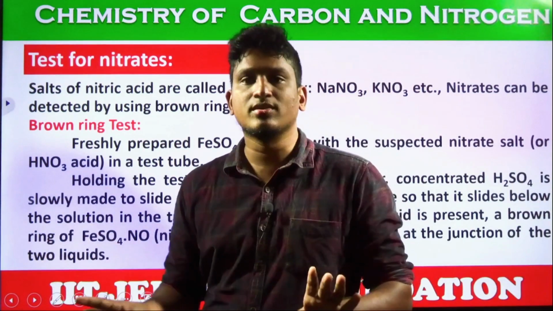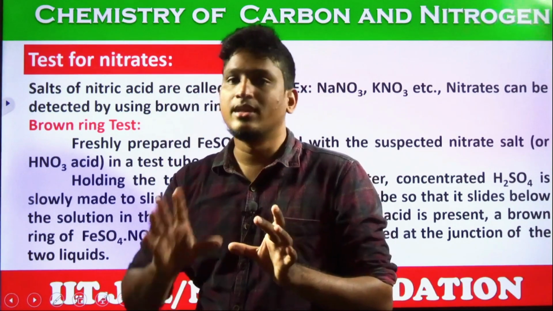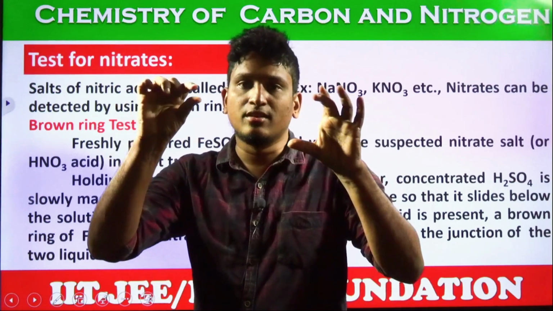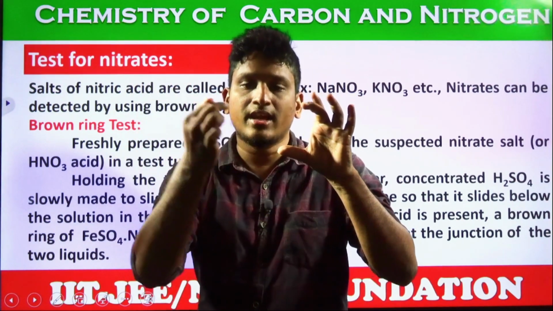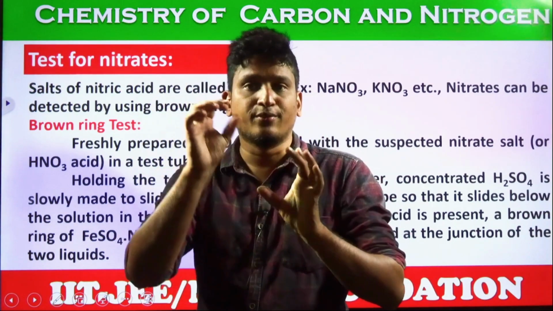In this whole process, this is the main point. You cannot mix sulfuric acid directly. That particular color is not expected. You have to make the sulfuric acid slide slowly along the test tube, where it can form layers between the sulfuric acid and the nitrate solution, and it forms this brown ring.